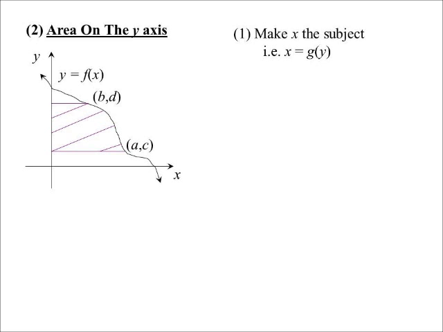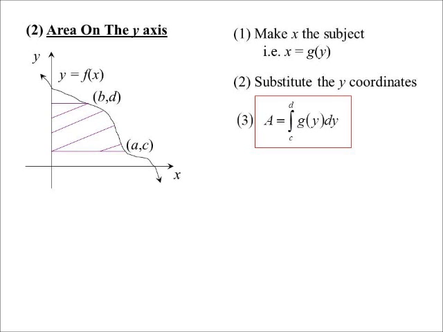We'll need to rearrange y, because we need to make x the subject. So I've got some function of y instead of some function of x. So the first thing I do is make x the subject. So I get some new function there, g of y, whatever that turned out to be. Then it'll be the y coordinates we substitute in instead of the x coordinates, because we're going along the y-axis.